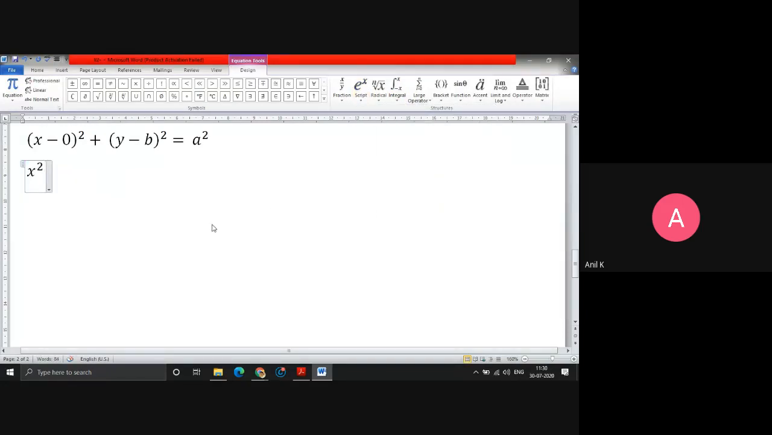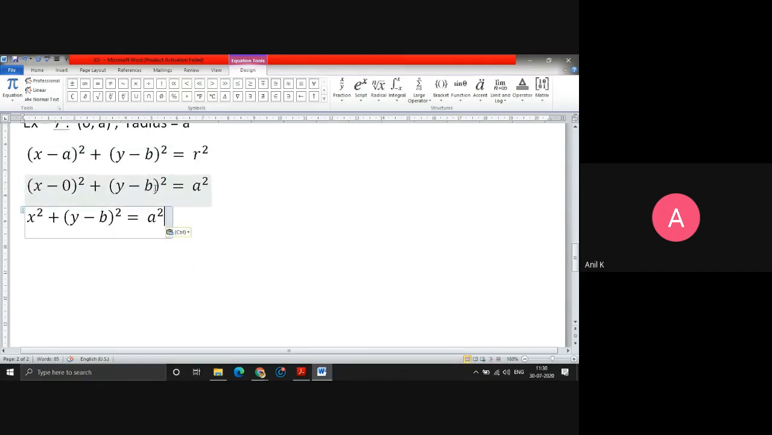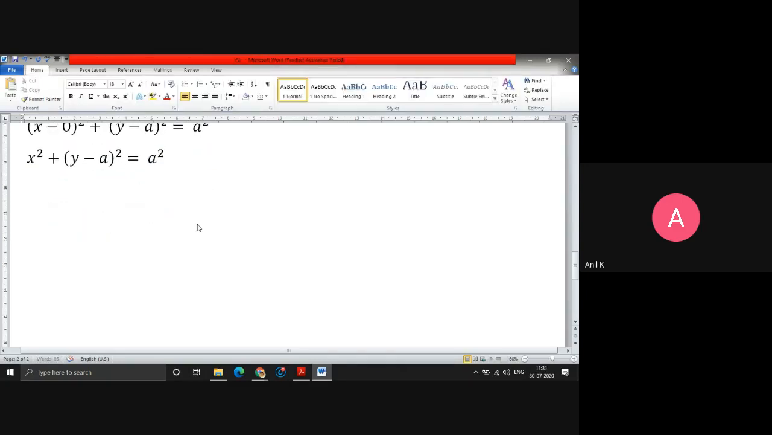x square plus y minus b whole square. Why am I putting y minus b? This should be y minus a, because my center is 0, comma a, so it is y minus a whole square equals a square. Now here you can see we have only one variable, which is a, so I have to differentiate only once. You may call this equation number 1. There is only one arbitrary constant, that is a, so differentiation will take place only once.